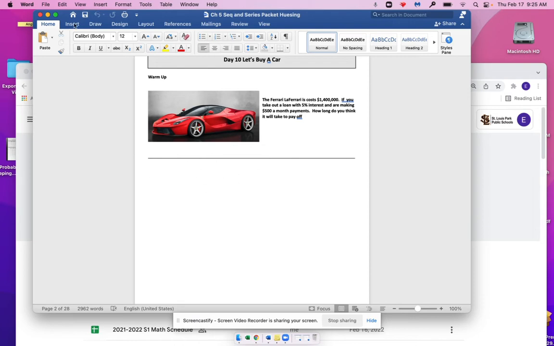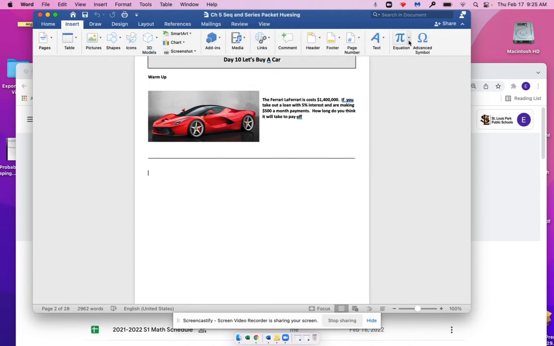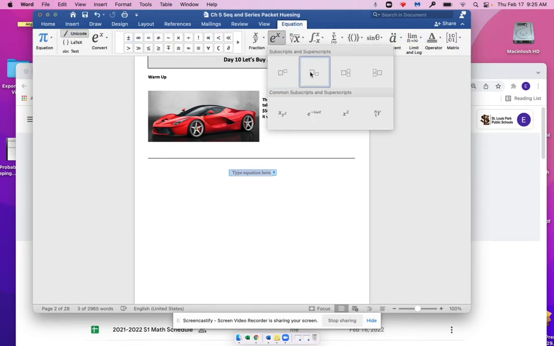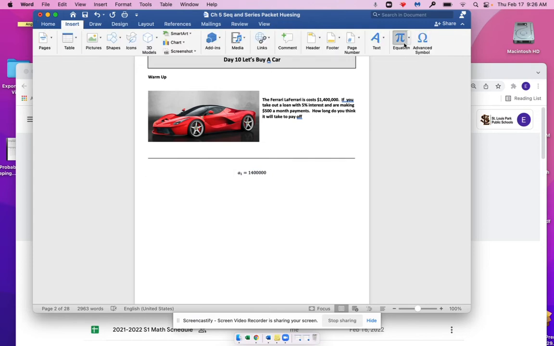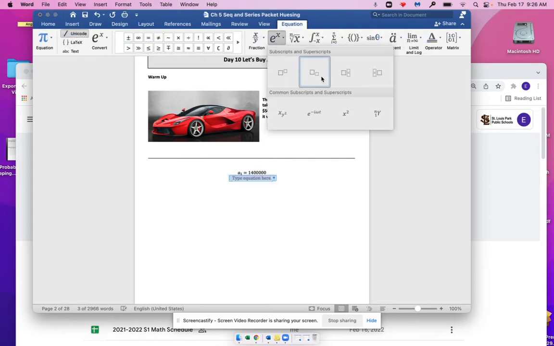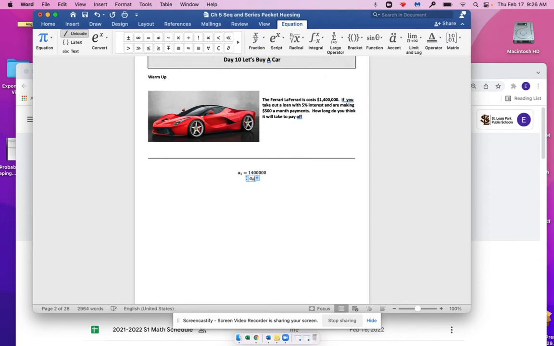We could look at it as a recursive formula, and I'm going to try this on here. I don't have the writing tool available, so hopefully this will work. So if we were to look at this, our first term is $1.4 million. And then our second term would be, we take our previous term, and so this should be A sub n equals A sub n minus 1.